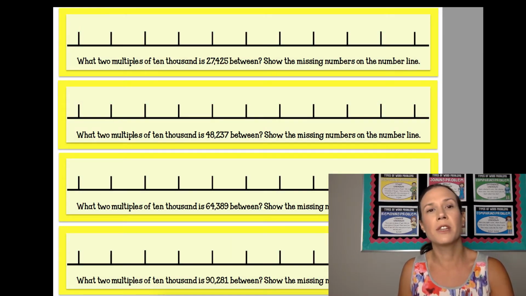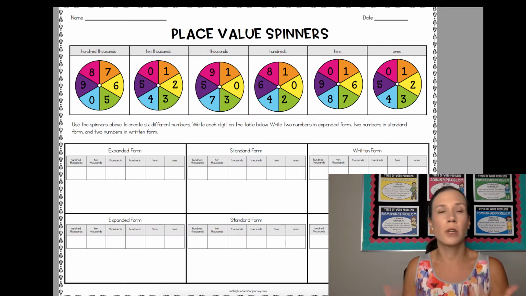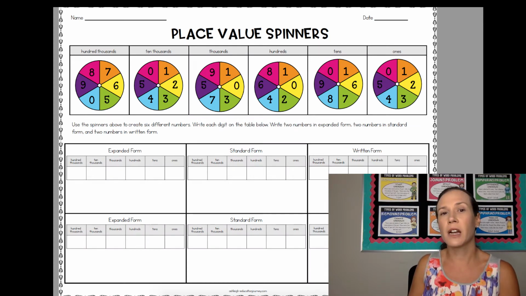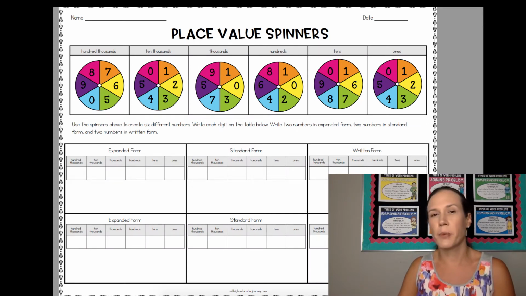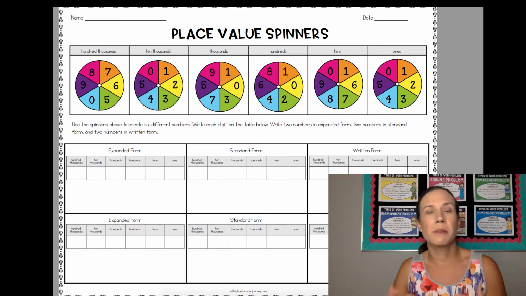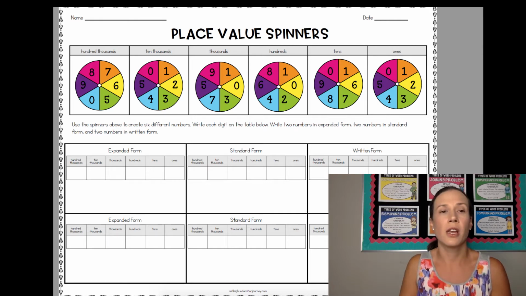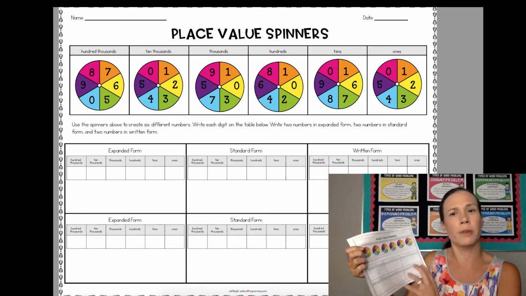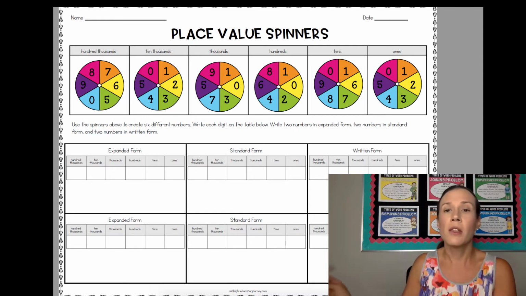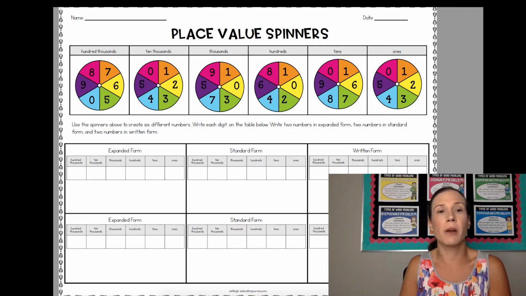And then after we finish that, we go into another activity, our place value spinners, and you can see the example here. Students are just going to be spinning different numbers. So they have to determine first what digit will be in the hundred thousands place, the 10,000s place, thousands, and they can go in any order that they want. They do not have to do one particular one at a time. And then when they do that, they are going to be writing 2 in expanded form, 2 in standard form, and 2 in written form.